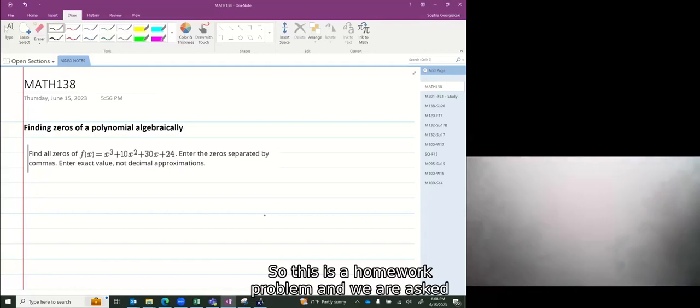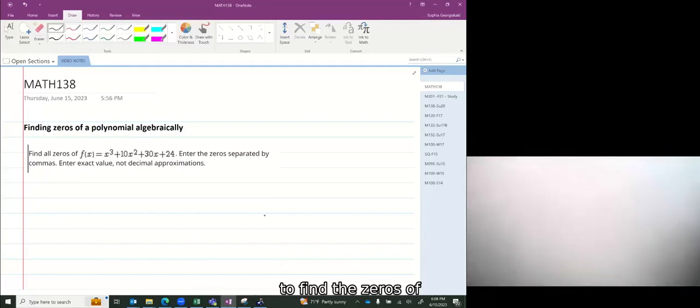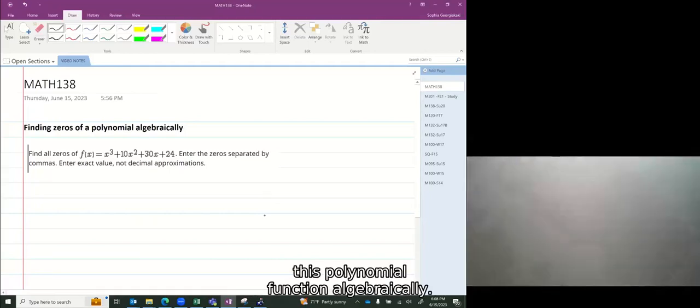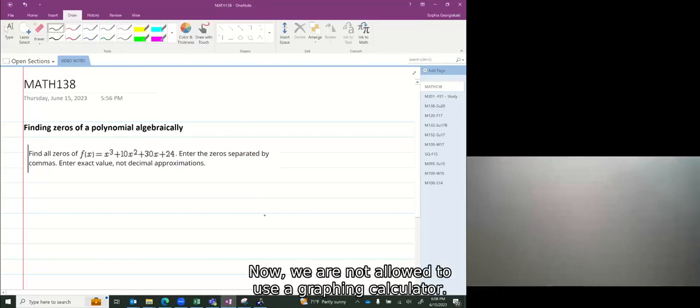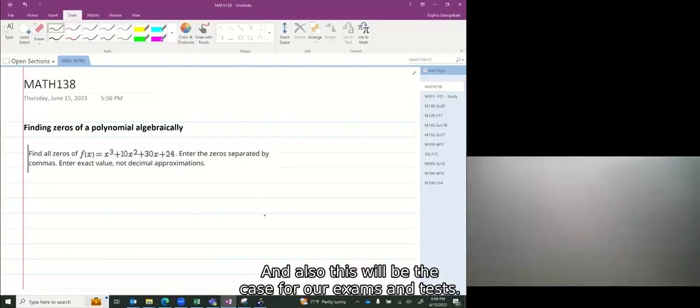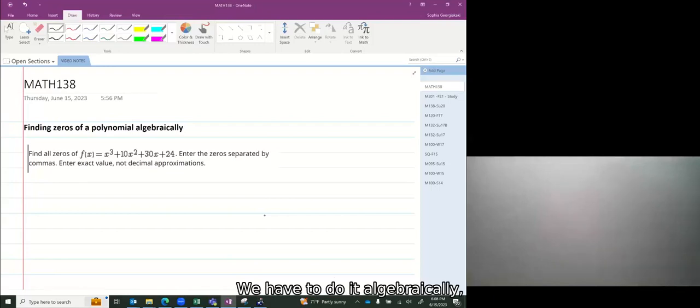So this is a homework problem, and we are asked to find the zeros of this polynomial function algebraically. Now, we are not allowed to use a graphing calculator, and this will also be the case for our exams and tests. So we have to do it algebraically, which means we will have to do extra work.